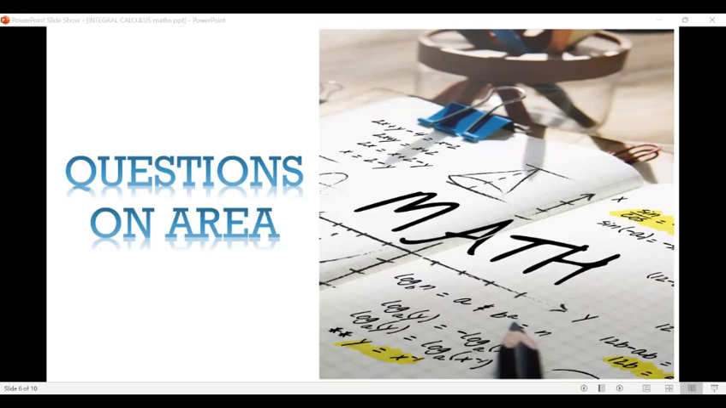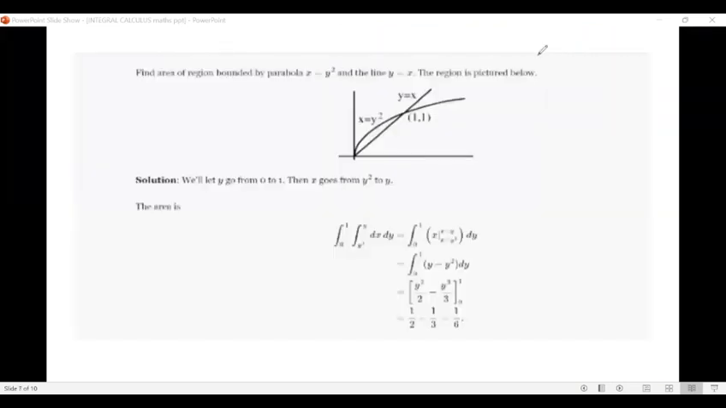Questions on area. So I'm going to take some of the questions which you are going to use. Let's move to our questions. So we have to do this figures integration. Find the area of the region bounded by a parabola and the line.